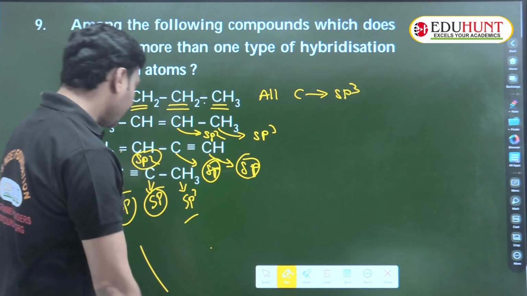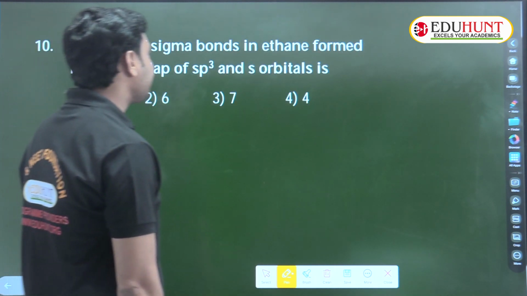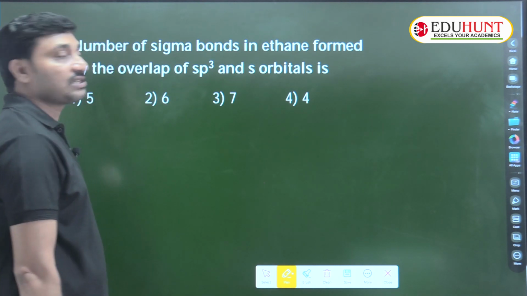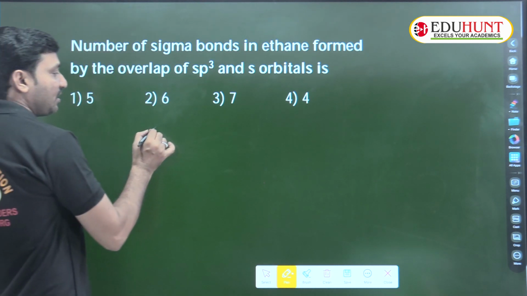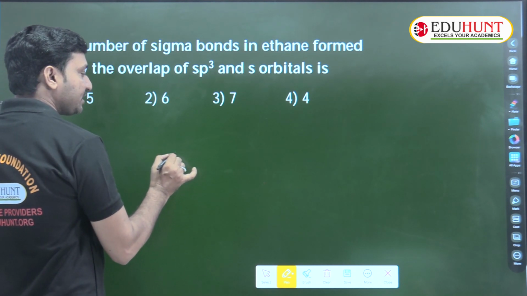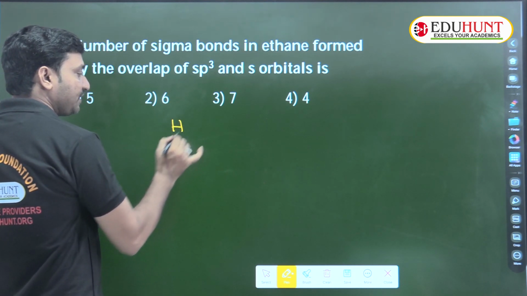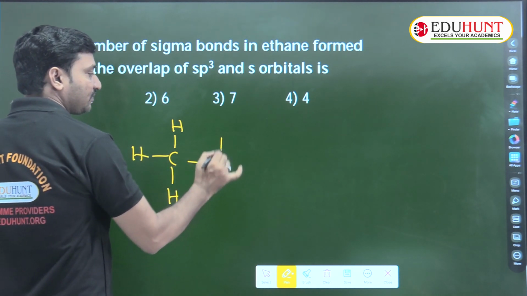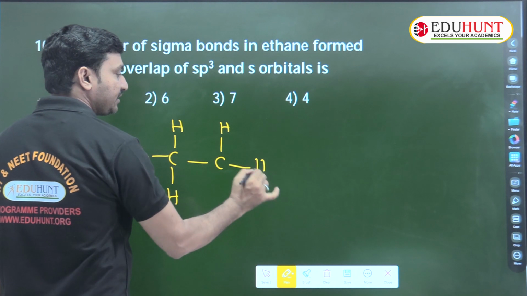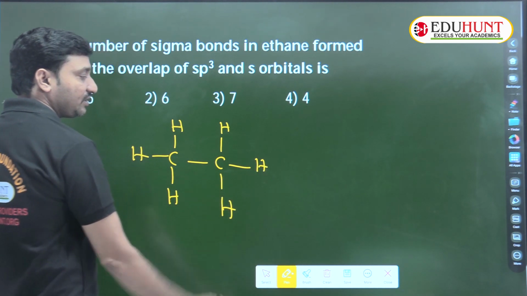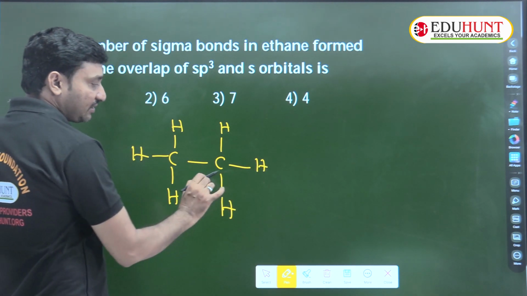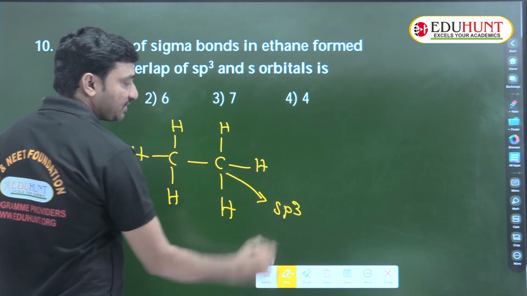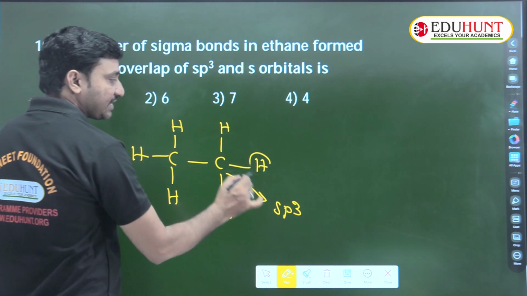Got it? Next one. Number of sigma bonds in ethane formed by the overlap of sp3 and s orbitals. Ethane. What is the formula of ethane? C2H6, right? And this is the structure of ethane. In ethane, the carbon is sp3 hybridized, and hydrogen has an s orbital.